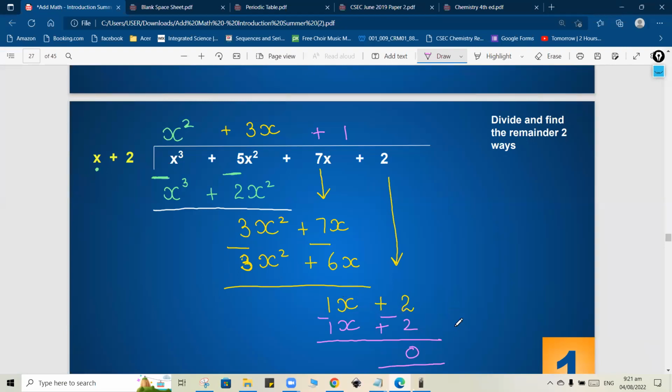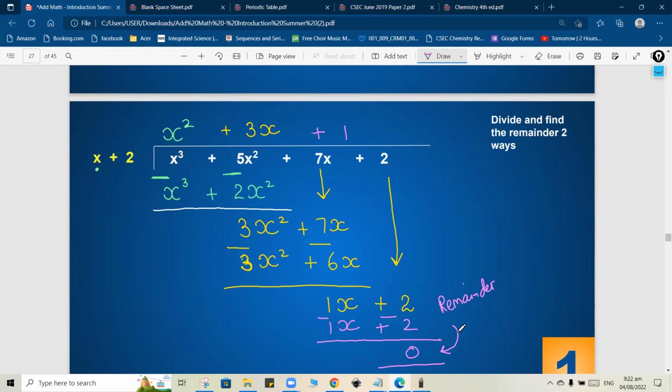So it just so happens. Now, down here is your remainder. Now, your remainder doesn't always have to be 0. It just so happens today we got 0. So this is the answer I was asking for, the x squared plus 3x plus 1.